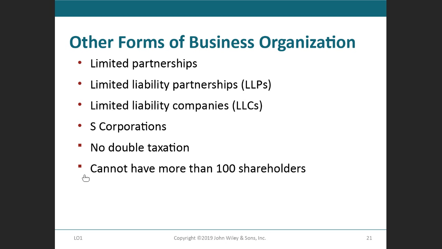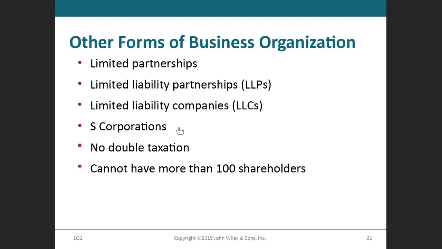This was when I was practicing 13 years ago. The number was 75. 75 was the maximum number, but it has increased. Obviously, it's now 100. You can have 100 shareholders, or 100 married couples, if you will, as shareholders. Okay, so these are some other forms of entity: limited liability company and S corporation for small businesses.